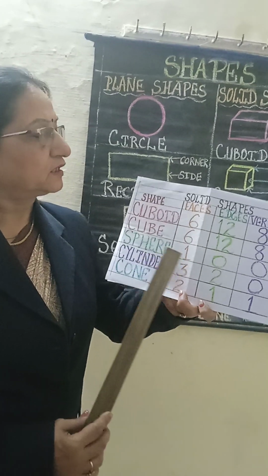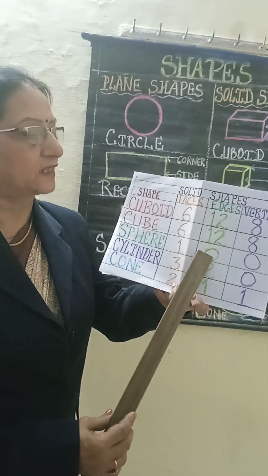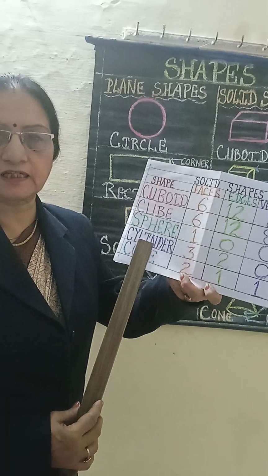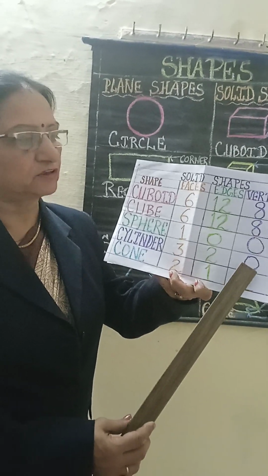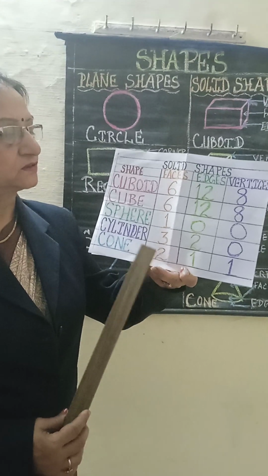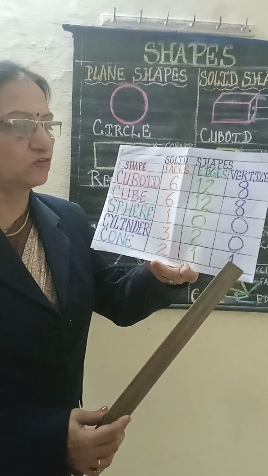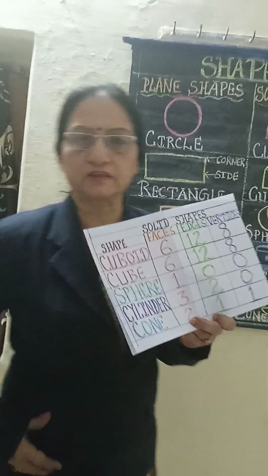In the sphere, there is only one face, no edge and no vertex. In the cylinder, 3 faces are there and 2 edges are there and there is no vertex. In the cone, 2 faces, 1 edge and 1 vertex are there. Okay? Hope you all have understood.